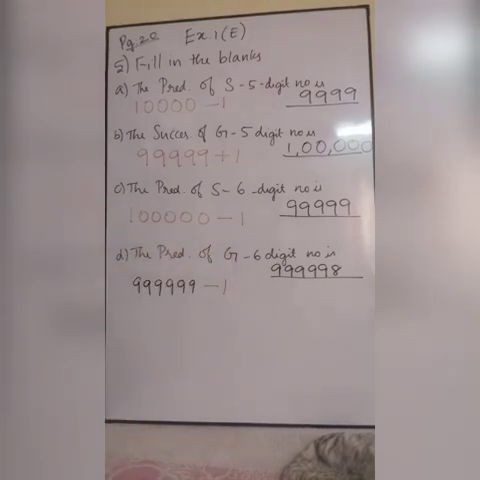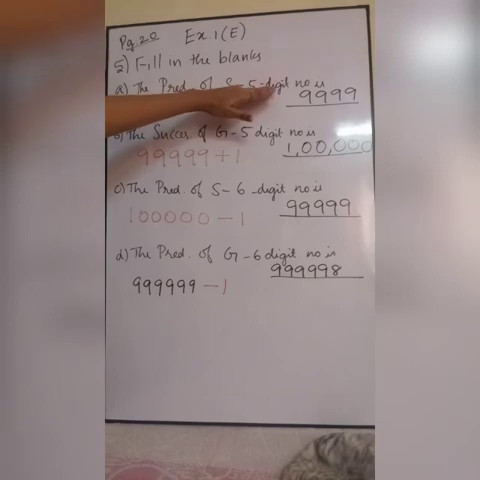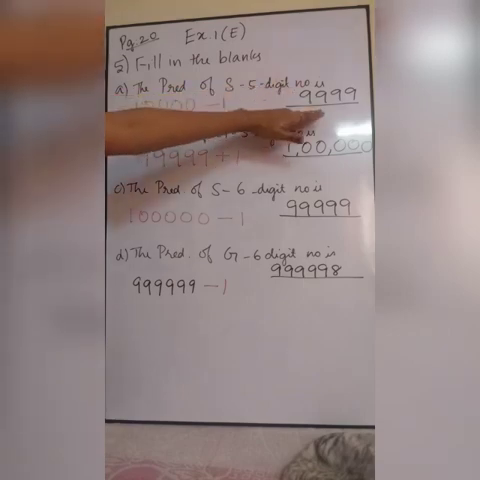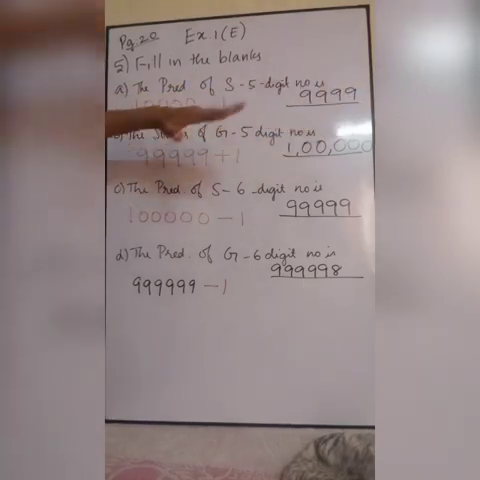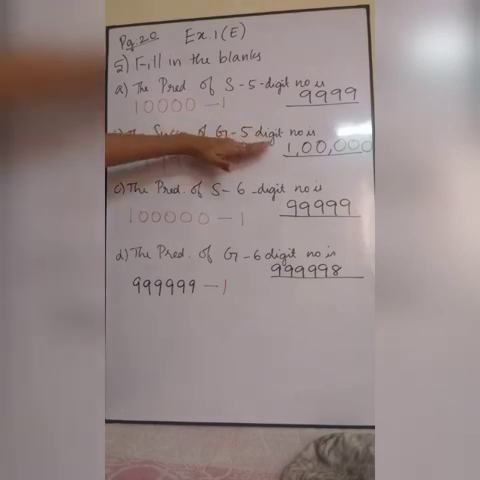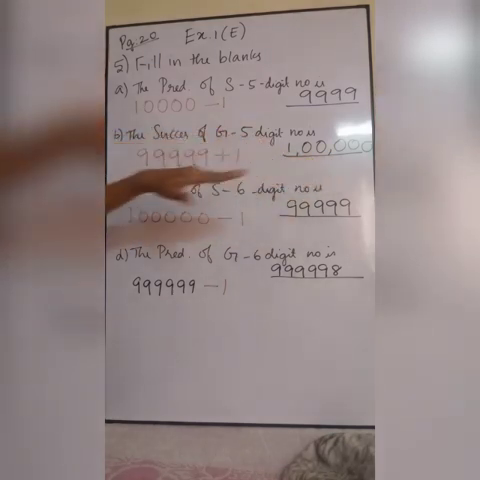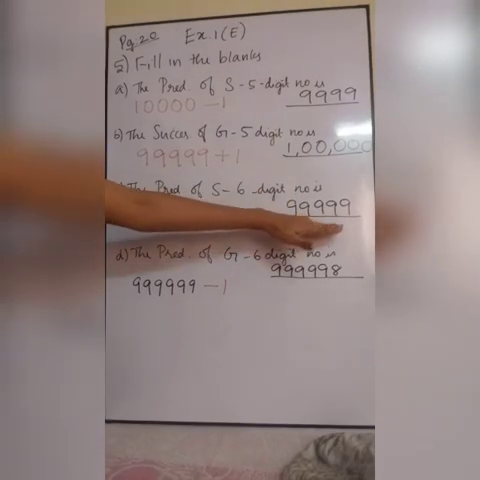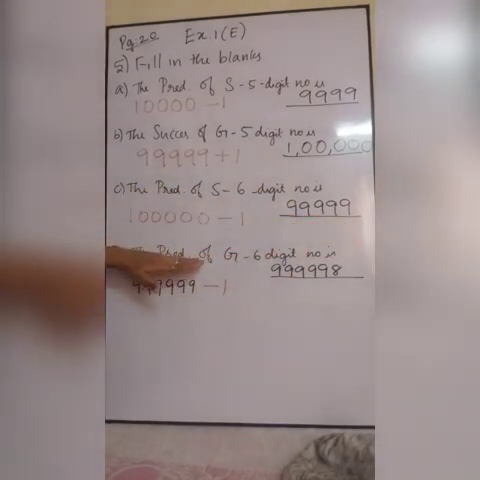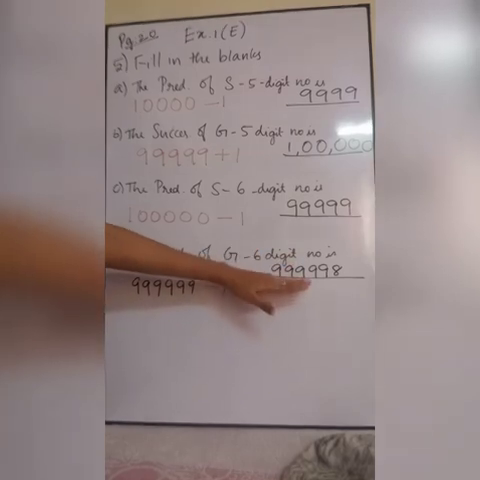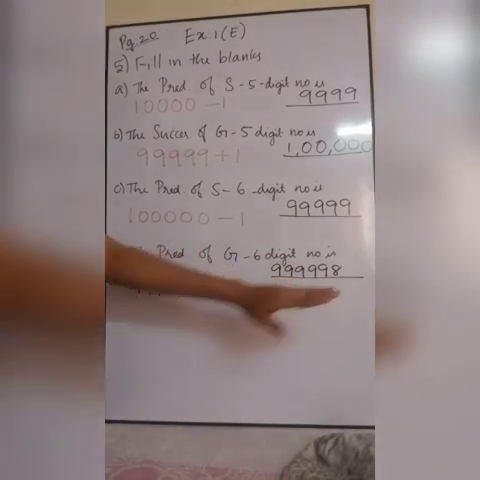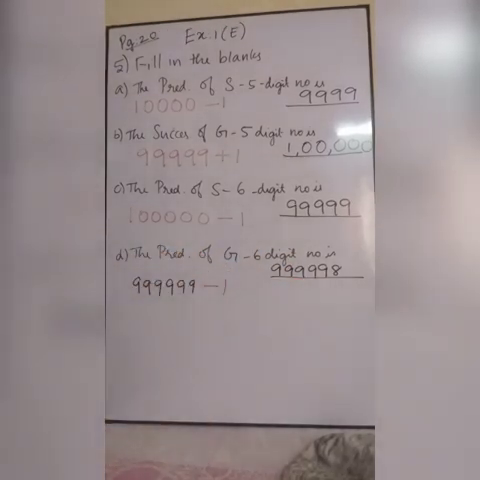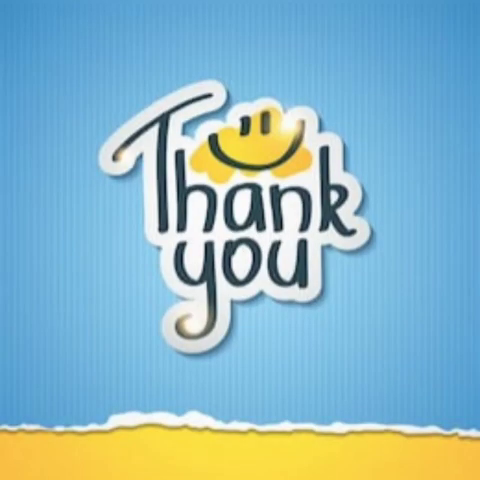So the predecessor of the smallest 5-digit number is 9,999, and the successor of the greatest 5-digit number is 1 lakh. Predecessor of the smallest 6-digit number is 99,999. Predecessor of the greatest 6-digit number is 9,99,998. Understood children? In today's class we have discussed a few exercise problems, which is exercise 1E.